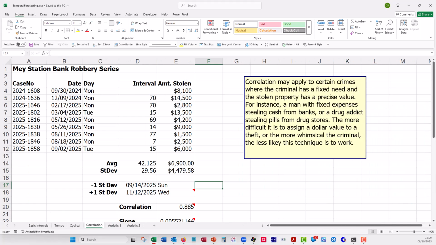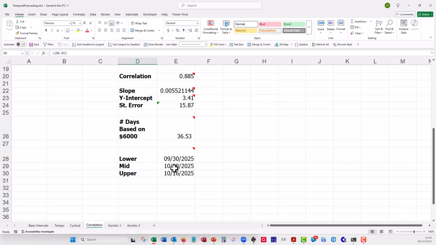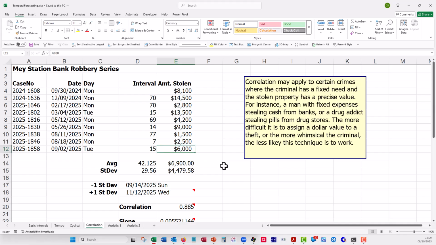Now, a tactical example of these calculations we've been doing would be found in something like a bank robbery series, where the dollar value stolen is correlated with how long the offender is waiting between his robberies. So here we found a 0.885 correlation between the dollar value stolen and the interval between offenses, and then using linear regression analysis, we would predict a range of between October 8th and October 16th for the next incident based on the $6,000 he stole in the most recent incident. So there's a lot of applications for these different calculations in crime analysis.